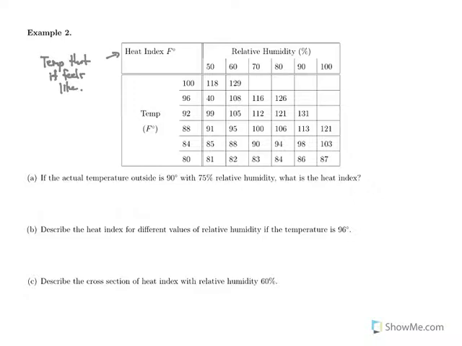So in this, we have 2 different inputs. We have degrees Fahrenheit, the actual temperature that it is outside, and then we also have the relative humidity, 2 different inputs here. So let's ask some questions here. If the actual temperature outside is 90 degrees with a 75% relative humidity, what is the heat index? So in this table, we're going to go to 90 degrees and note that we don't have a row for 90 degrees, so we're somewhere in between 92 and 88.